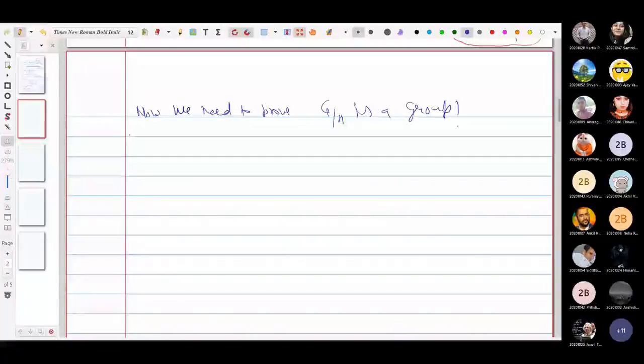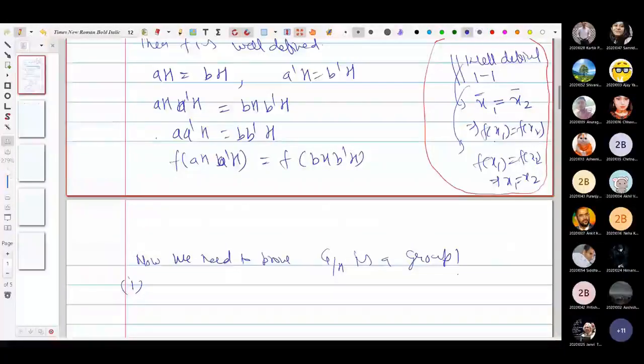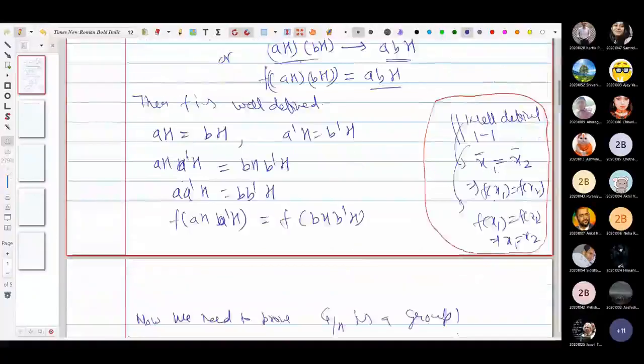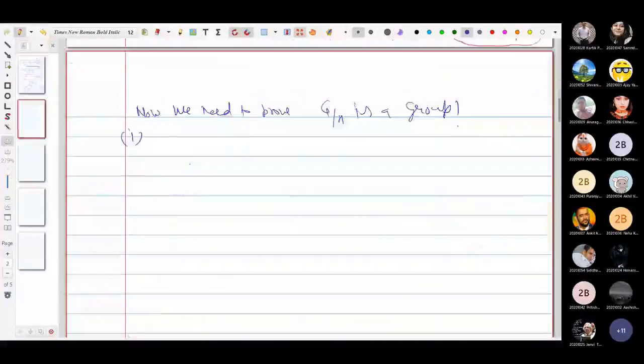Okay, so to prove this, we need four things: closure, identity element, associativity, and inverse. Of course, closure is established from here only. There is no problem. By definition, you can write A H, B H, so we have A B H. So this is closure.